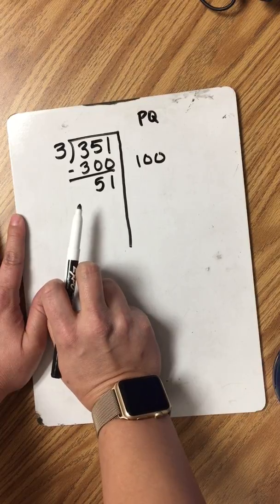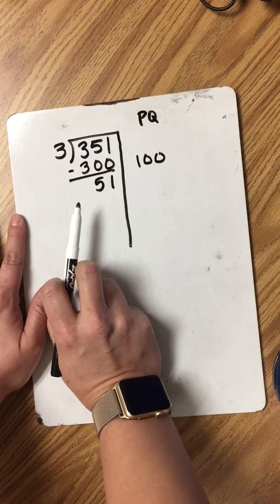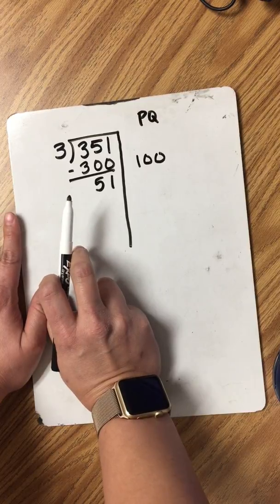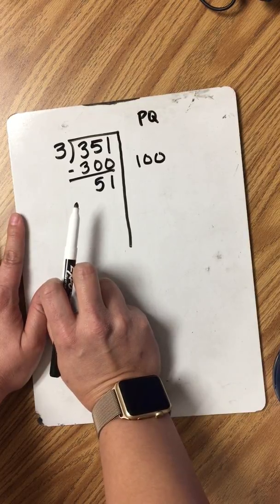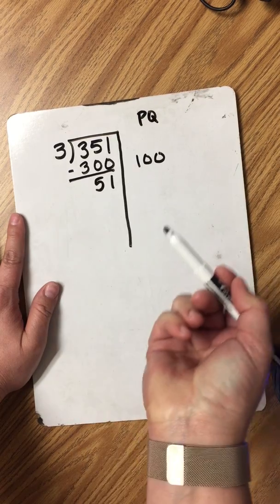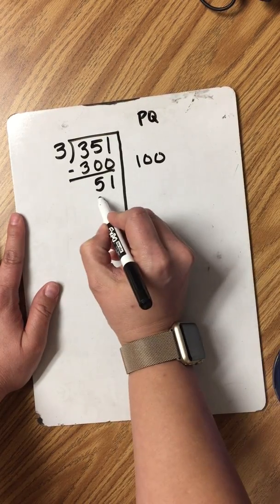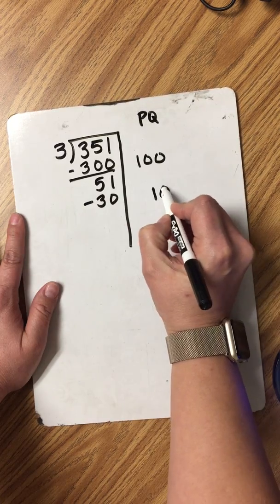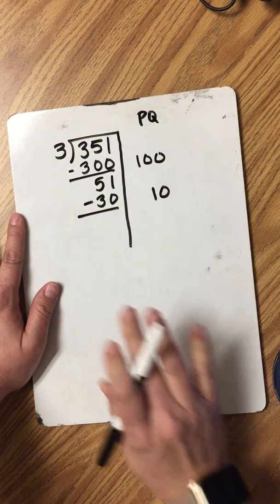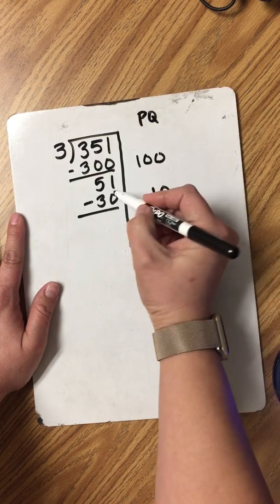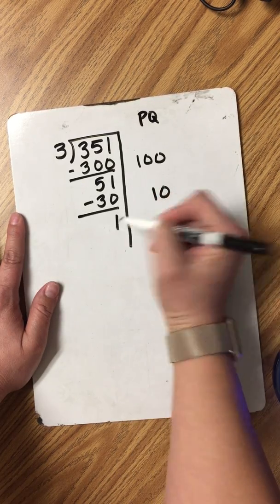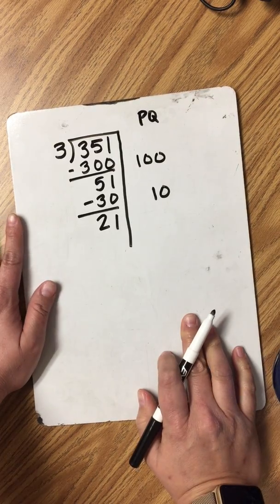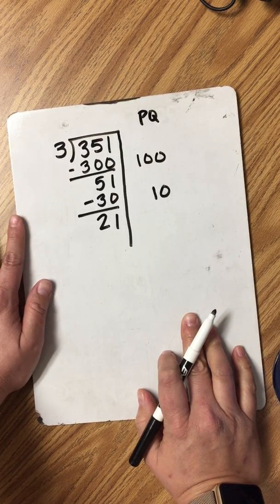Well, again, you guys are really awesome at knowing what numbers multiply by 10, 100, 1000, so 10 would be a really great place to start. 3 times 10 is 30. Don't forget to write your partial quotient over to the side. And subtract again. 1 minus 0 is 1, and 5 minus 3 is 2. All right, we're getting pretty close.